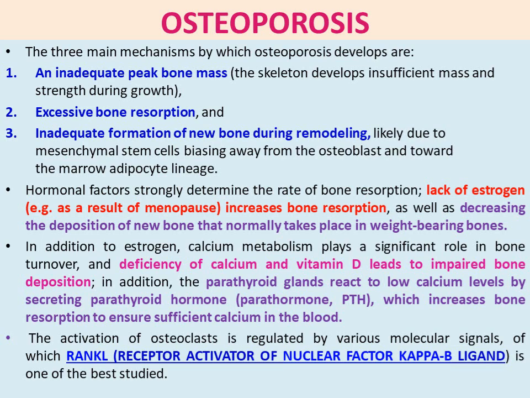The main weight bearing bone is the hip bone. In addition to estrogen, calcium metabolism plays a significant role in bone turnover, and deficiency of calcium and vitamin D leads to impaired bone deposition. In addition, the parathyroid glands react to low calcium levels by secreting parathyroid hormone. So PTH, parathyroid hormone, is released due to the low calcium level, which increases bone resorption to ensure sufficient calcium in the blood.